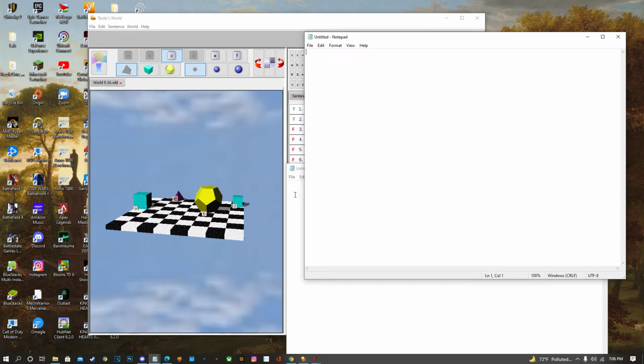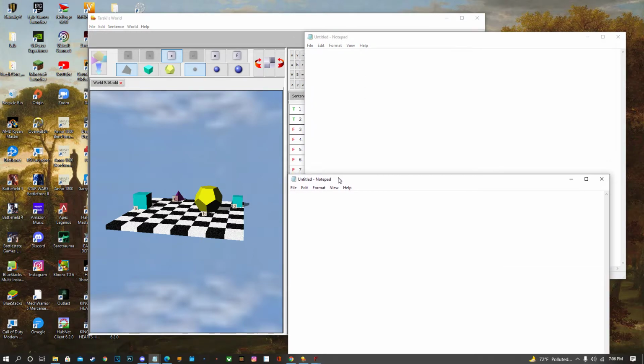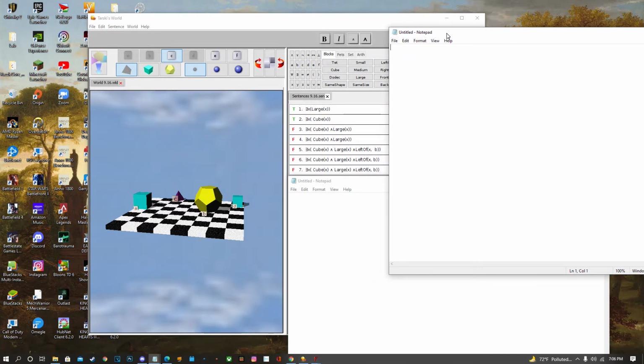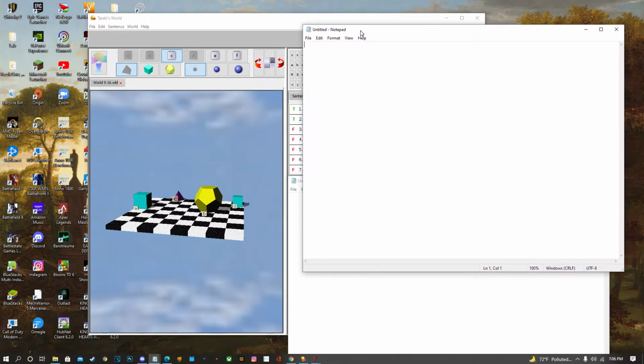Remember, when you're using existential quantification, you want to use that conjunct. Number 7, B has a large cube to its left. Alright, so B has a large cube to its left. So you would say that there exists X such that X is a large cube. X is large and X is a cube, and X is to the left of B. My bad.